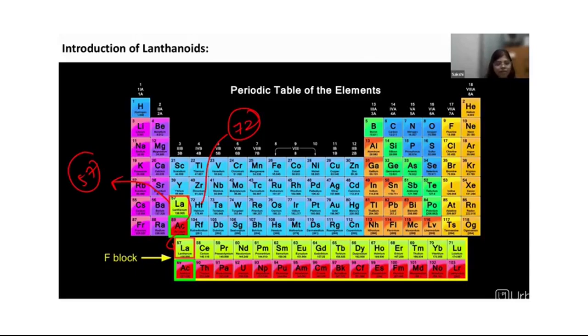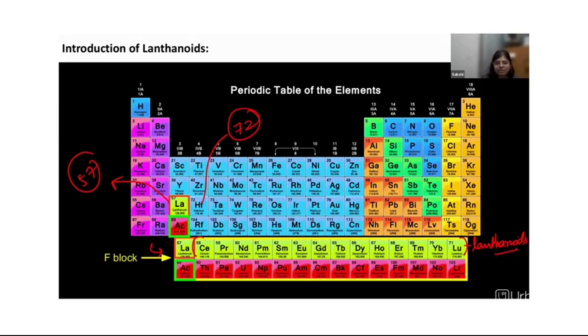Lanthanum is a D block element, but we place it with the F block because the property of lanthanum is similar to the property of the first series in the F block. And hence the first series is known as lanthanoids, because it is starting with lanthanum, right? So the lanthanoid series starts from cerium, atomic number 58, to lutetium, 71. If you count from cerium to lutetium, there are 14 elements. So in between lanthanum and hafnium, there are 14 elements, and these 14 elements are called lanthanoids, which are in the F block.